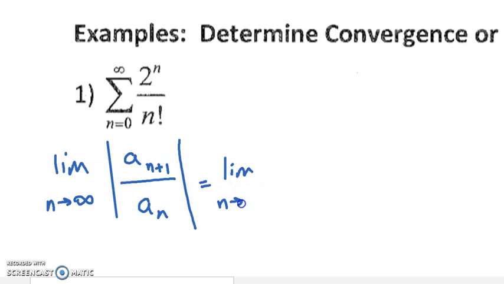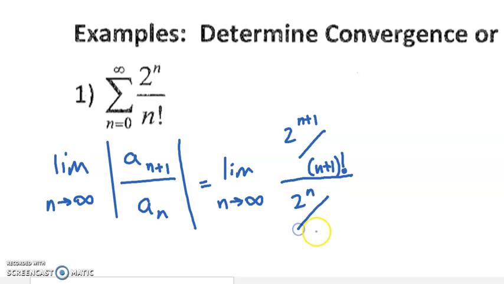So we'll put a sub n plus 1 in the numerator. That's going to be 2 to the n plus 1 divided by n plus 1 factorial. And then we'll put a sub n in the denominator. That's going to be 2 to the n divided by n factorial. Okay, so we're dividing fraction by fraction.